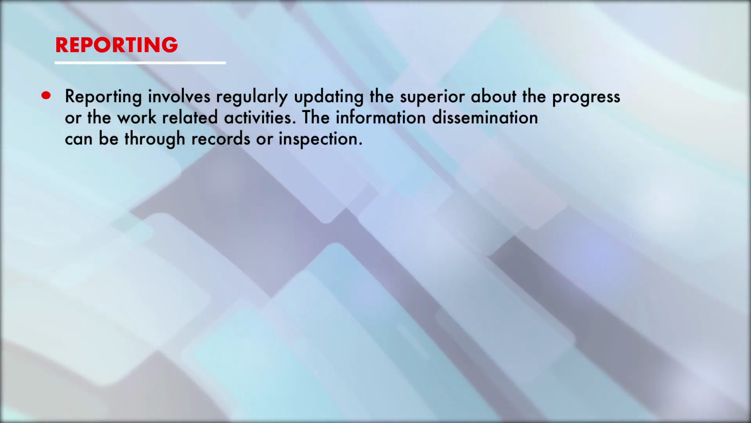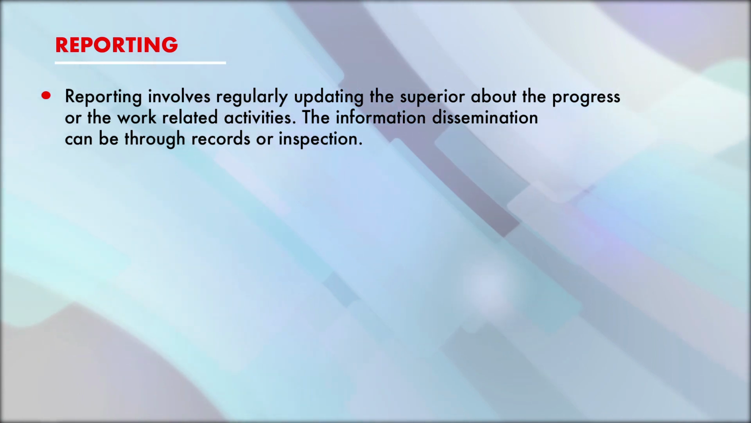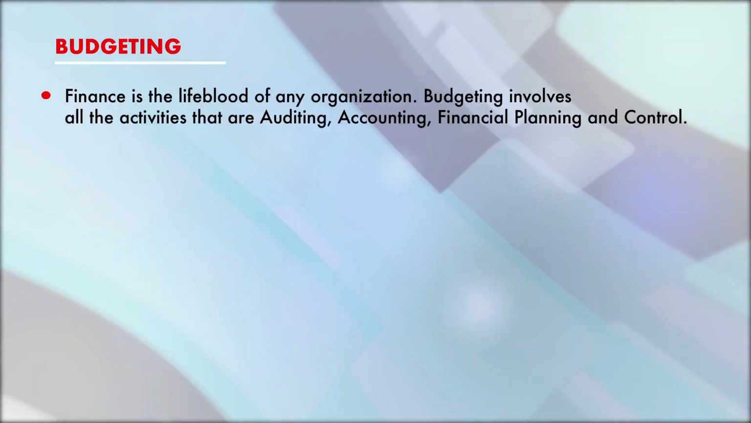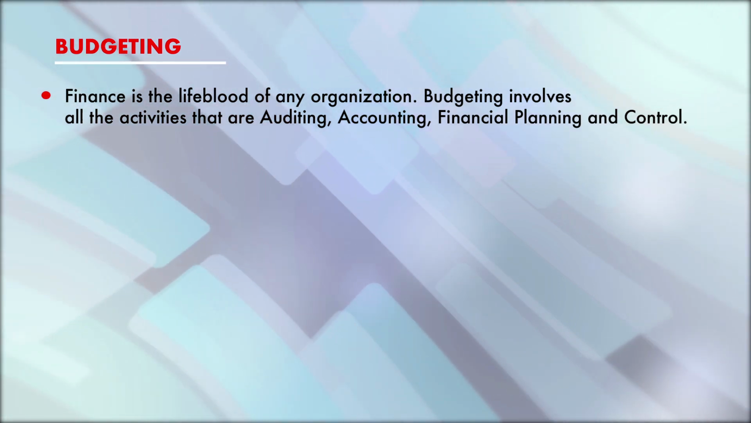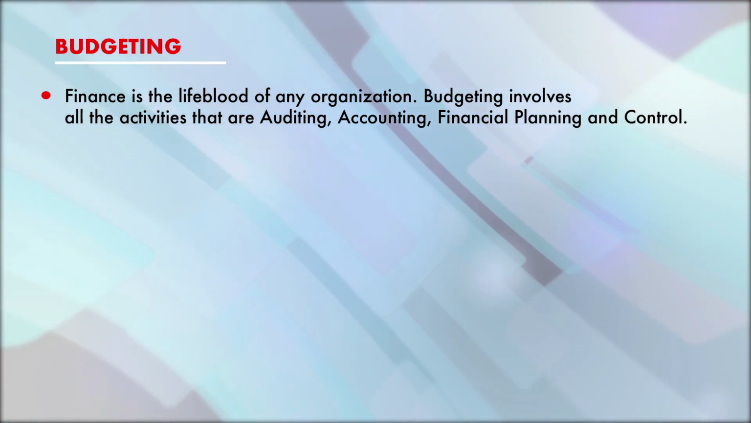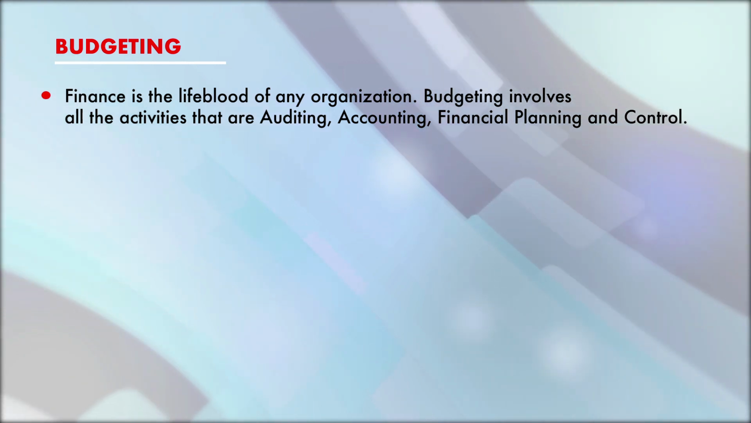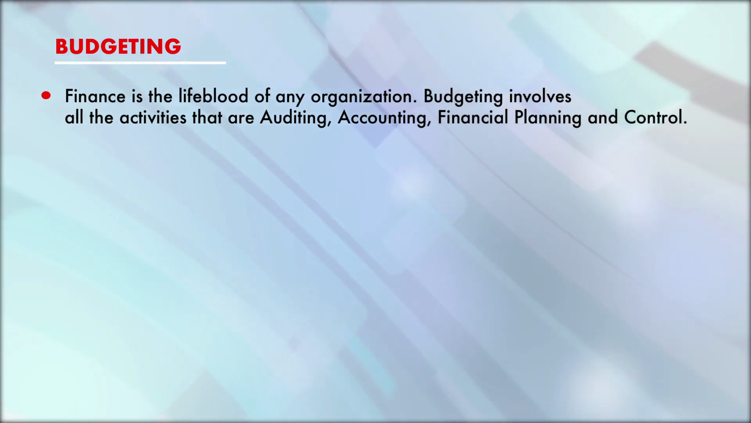The information dissemination can be through records or inspection. For this reporting purpose, organizations generally prepare annual reports, and auditing and other things are done in the organization. Then coming to the last function of this POSDCORB, which is budgeting. As we know, budget is very necessary for any organization, and finance is the lifeblood of any organization. Budgeting involves all the activities like auditing, accounting, financial planning and control.